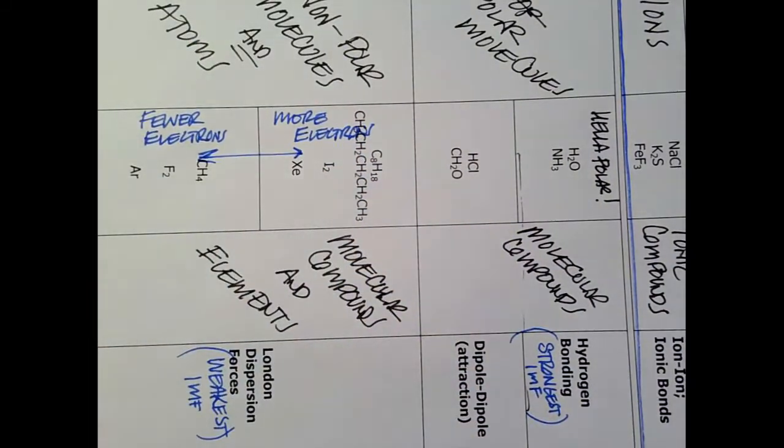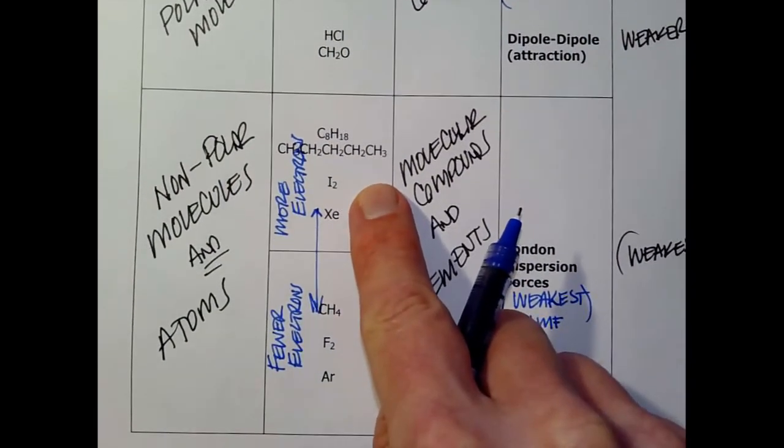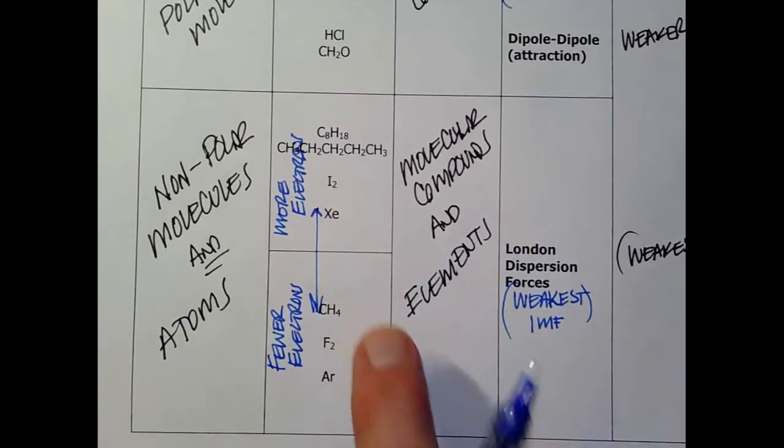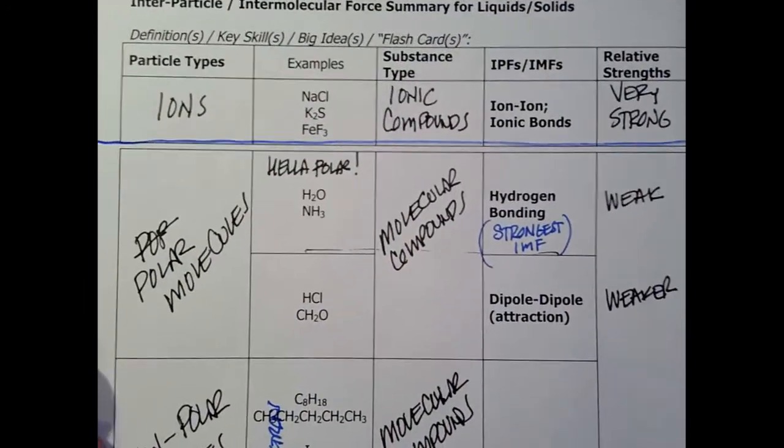So within the London dispersion forces, more electrons means stronger London dispersion forces, and fewer electrons means weaker London dispersion forces. Okay, so there's a whole table.